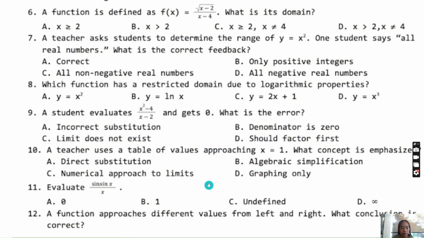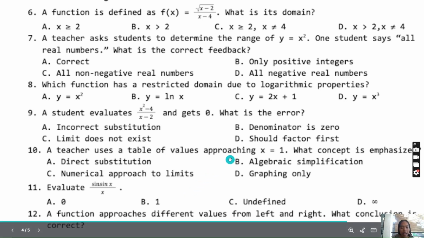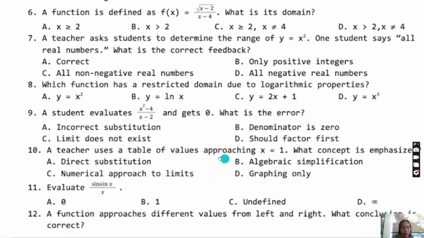So, number 11, the question is evaluate sine x over x as x approaches 0. So the correct answer is letter B, which is 1. This is a well-known fundamental limit in calculus. As x approaches 0, the value of sine x over x approaches 1. That is why the correct answer is letter B.